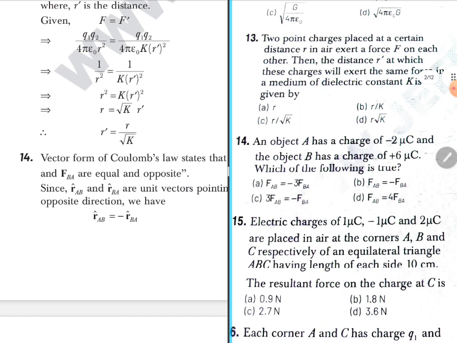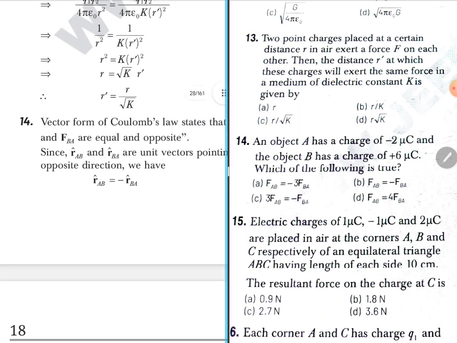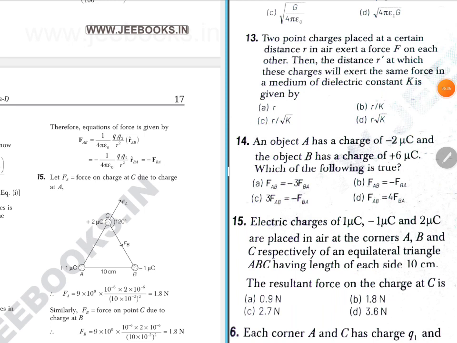An object A has a charge of minus 2 microcoulomb and the object B has a charge of plus 6 microcoulomb. Which of the following is true? You know, one is negative charge, other is positive charge, and force is Q1 Q2 by R square. Either way, FAB and FBA will be equal and opposite. Therefore, the answer will be option number B.